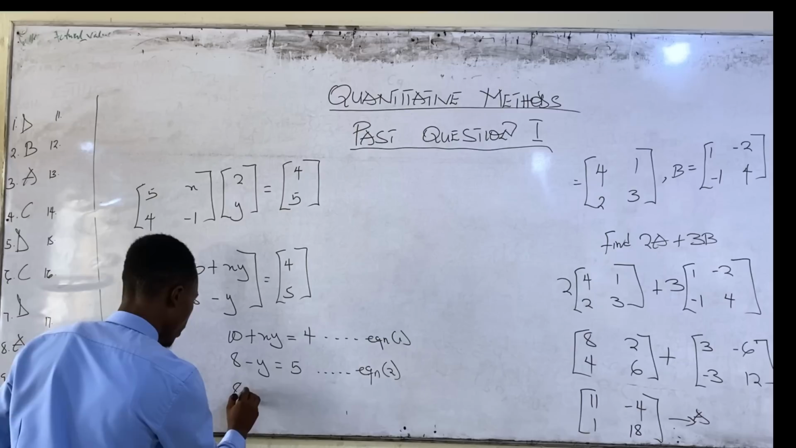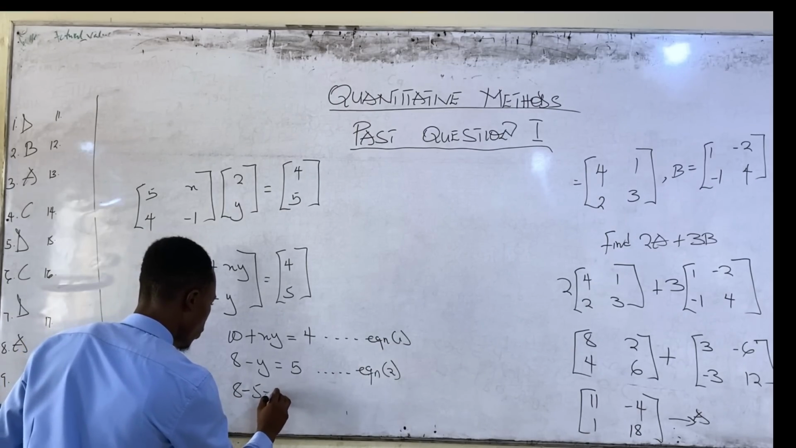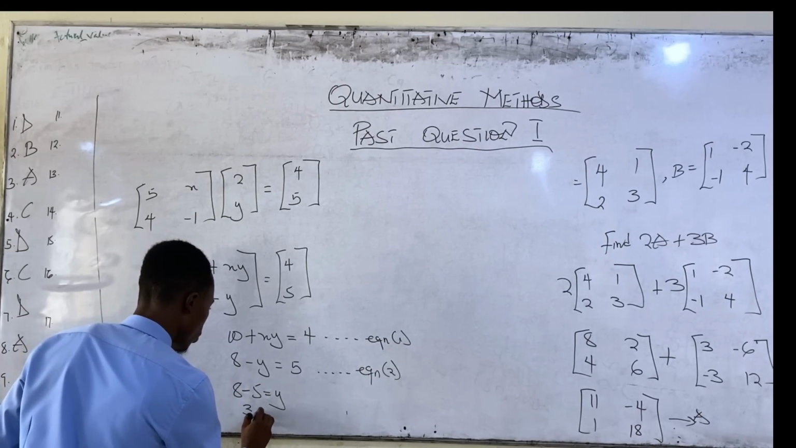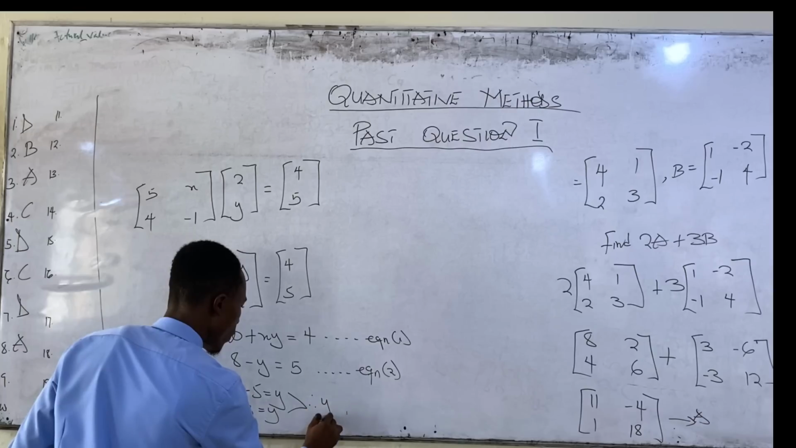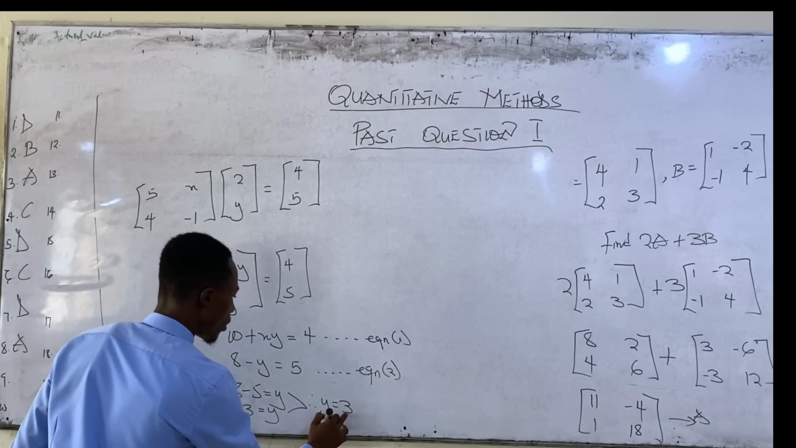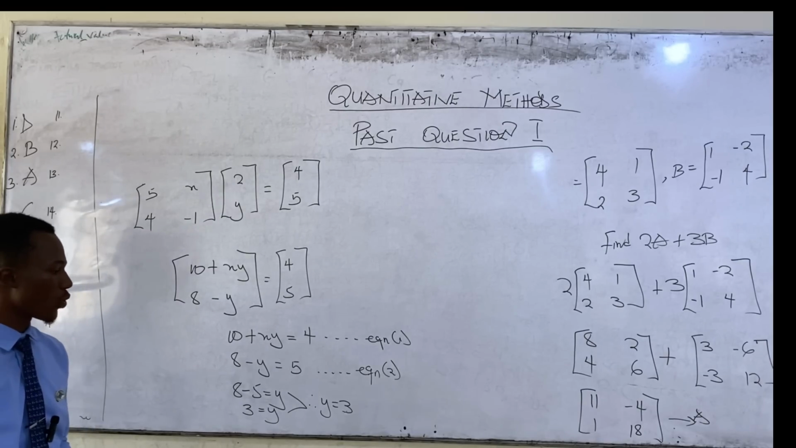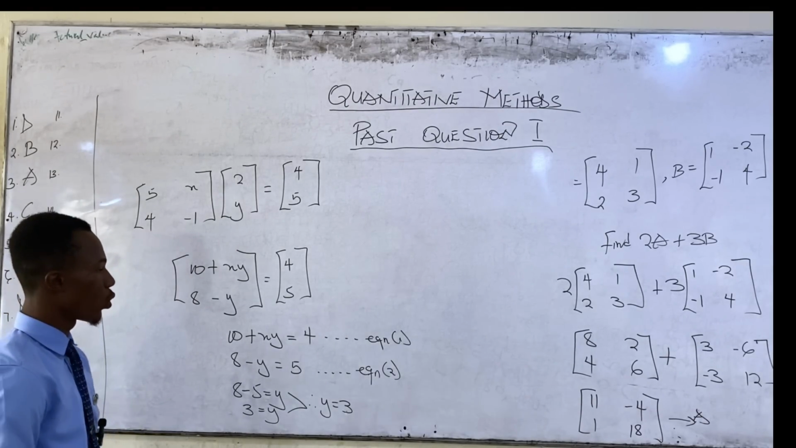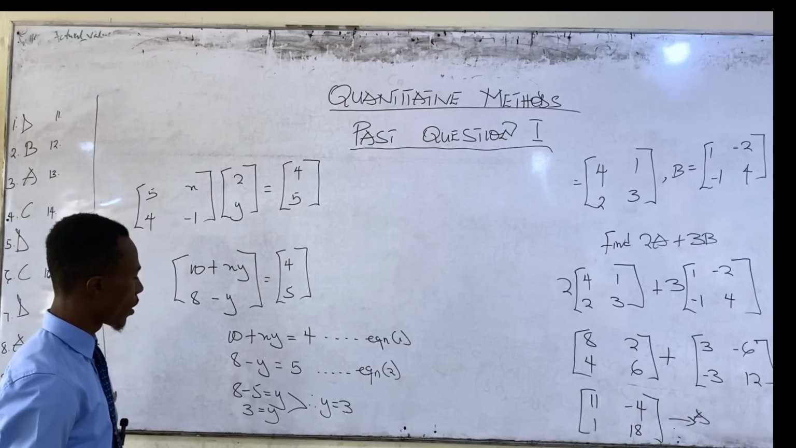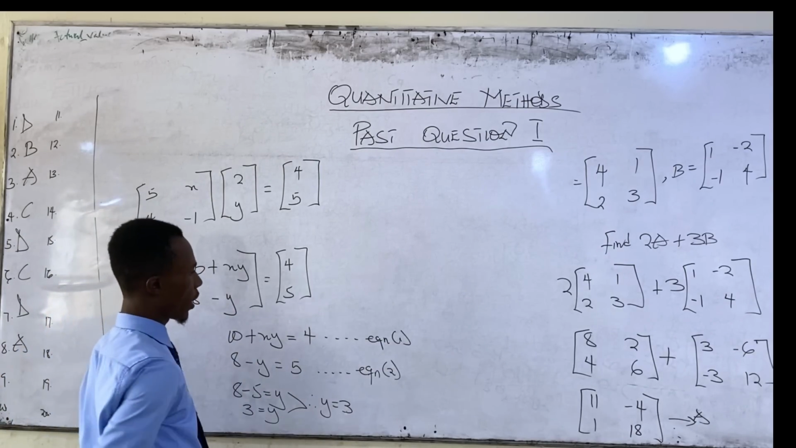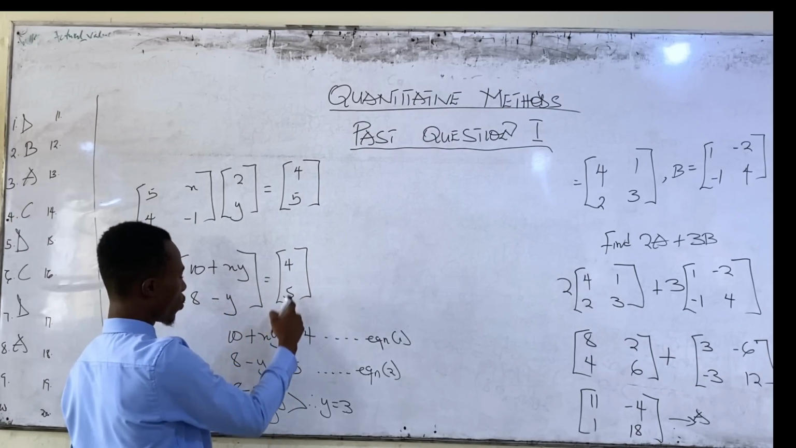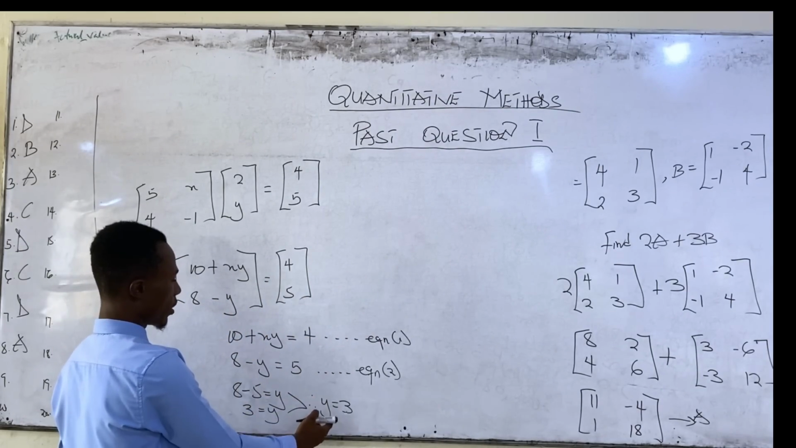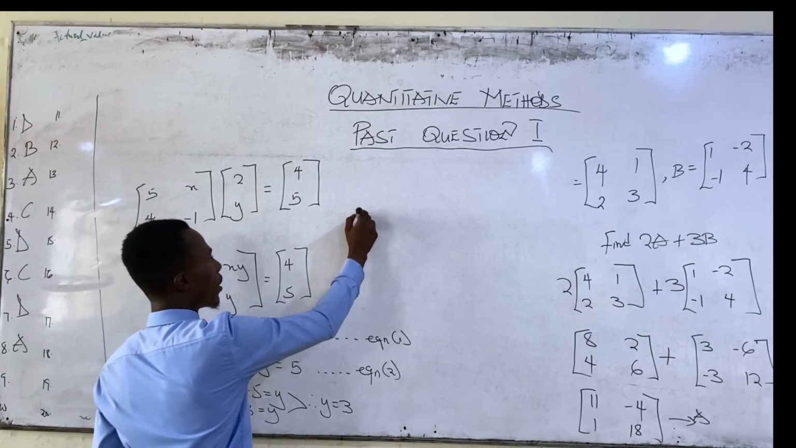So you have 8 minus 5 equals y, and so you have 3 equals y. So you can say, therefore, y is equal to 3. So now you have been able to calculate for y. So you can equate equation 1 to 4 as here. Then you substitute y into the equation.